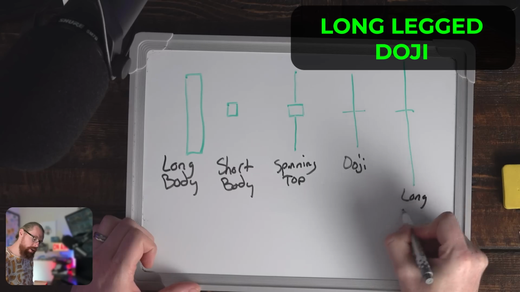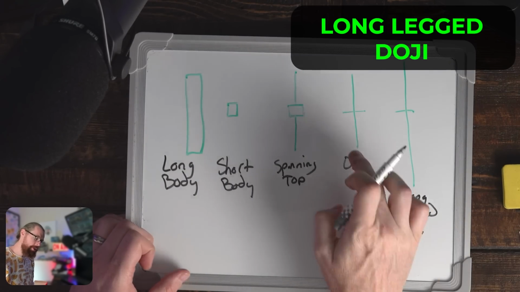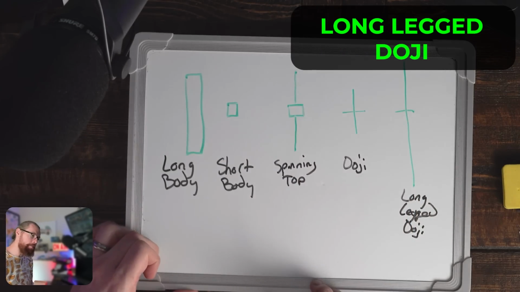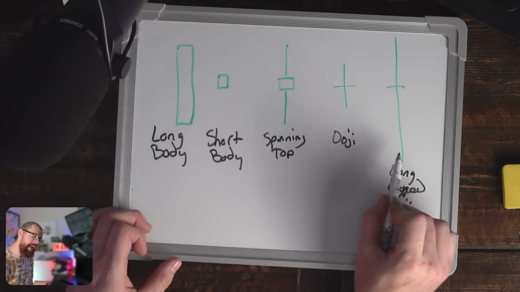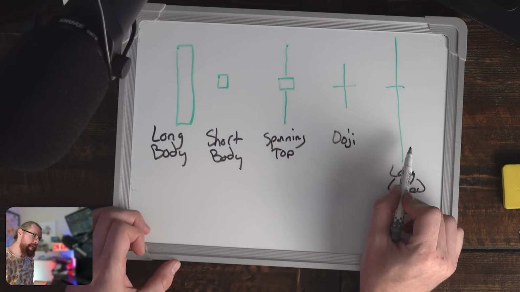This would be a long-legged doji right here, when it's really long and stretched out. This is a long-legged doji, and this is more of your standard doji. A standard doji looks a bit more like a cross. It's a little bit smaller like that. Again, these candles communicate indecision. All three of these communicate indecision.